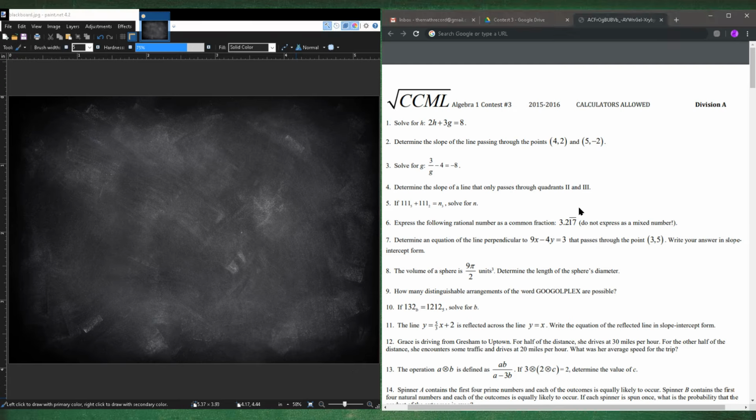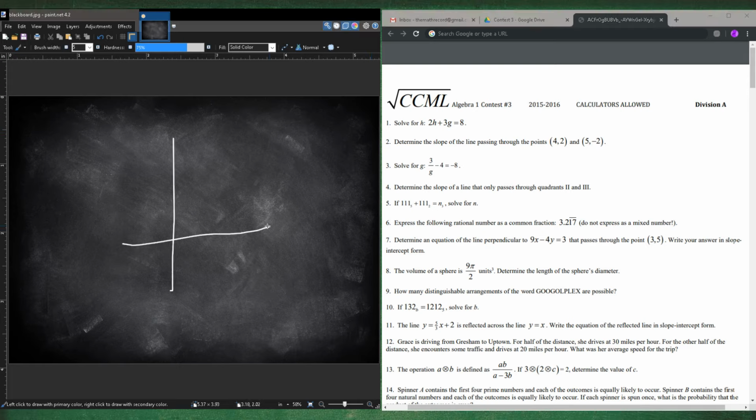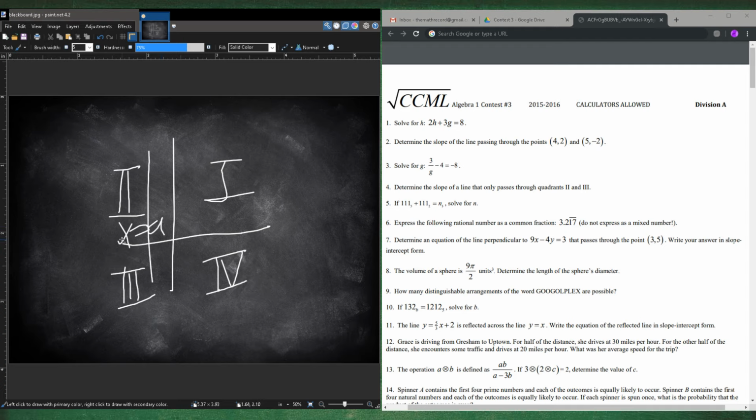Question 4. Determine the slope of the line that passes through quadrants 2 and 3. So this is quadrant 1, this is 2, this is 3, and this is 4. If it only passes through 2 and 3, then it can't have a slope like this, because sooner or later it's going to go into 1 or 4. Even if you do it like this. So the only line that goes through it is one that's parallel to the y-axis. So it's going to be like x is equal to some number, basically.